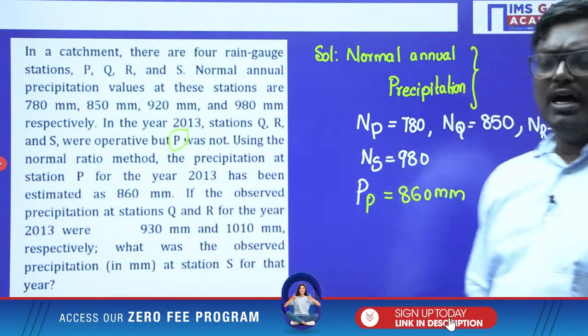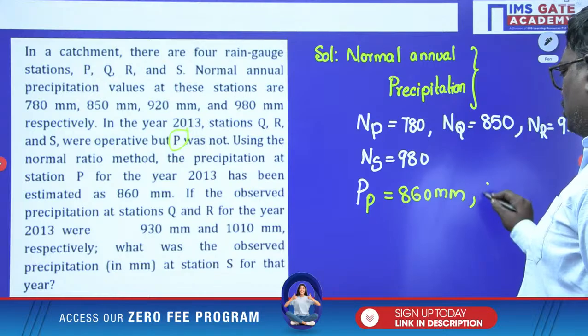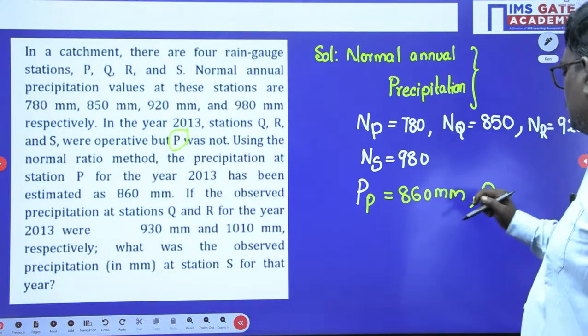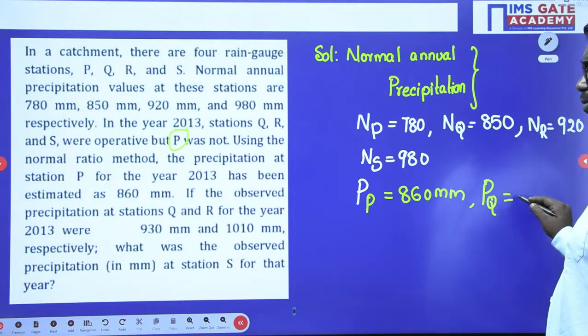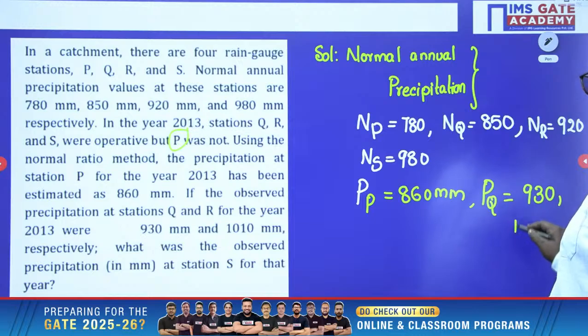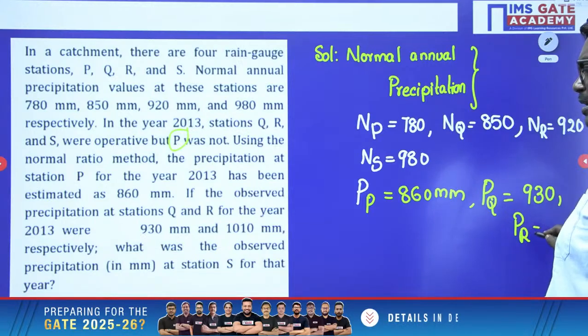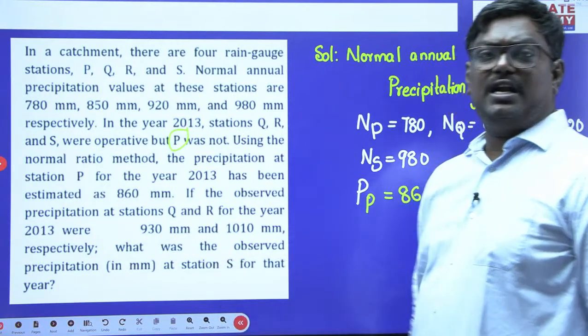And Q and R for the year 2013, same year. The precipitation of Q is how much, sir? It is equal to 930 mm. And if you see the precipitation of R, it is how much, sir? 1010. Now, what was the observed precipitation at S?